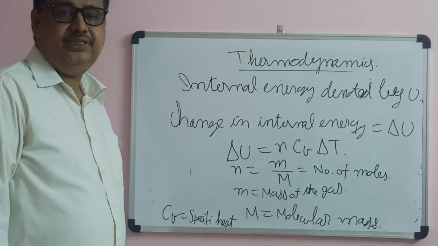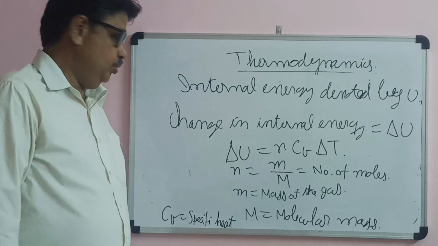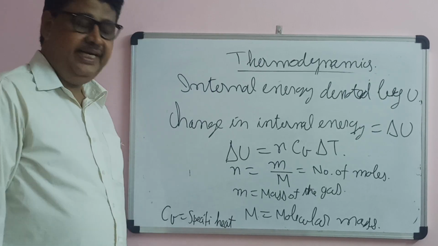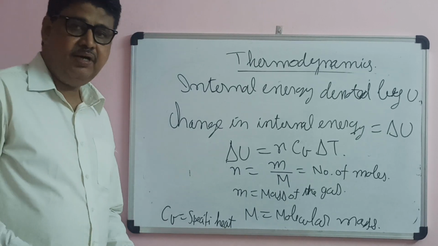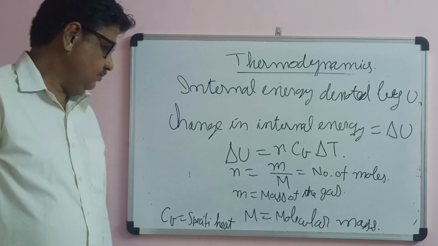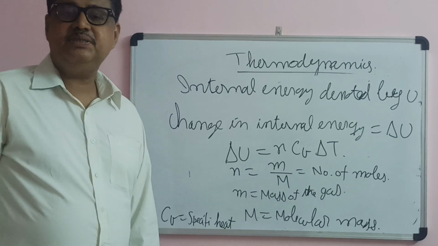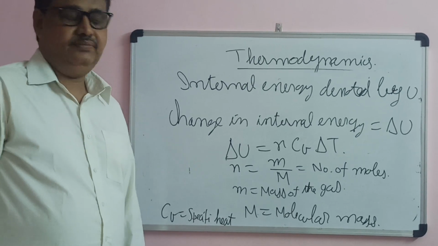Change in internal energy of a substance is denoted by delta U. Delta U is equal to n Cv delta T, where n is equal to small m by capital M. Small m is the mass of the substance and capital M is the molecular mass. Cv is the specific heat capacity of the substance at constant volume.